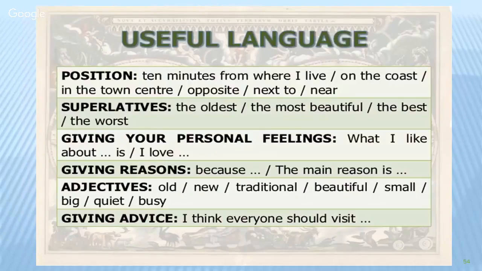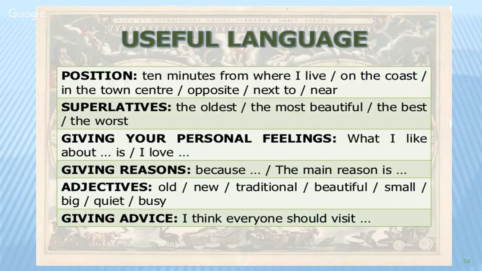Useful language. Position: 10 minutes from where I live, on the coast, in the town center, opposite, next to, near. These are some of the words you can use to give the position of the place that you're describing. Superlatives: the oldest, the most beautiful, the best, the worst. These are words we can use.